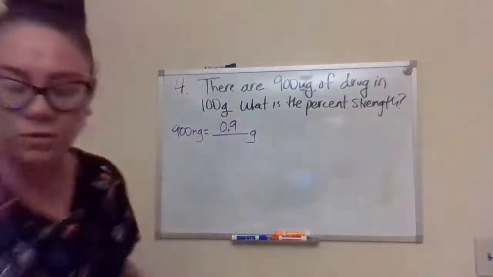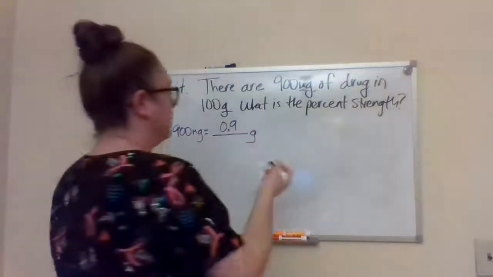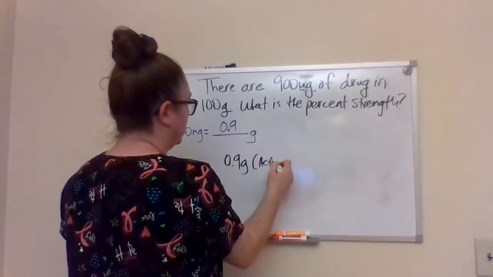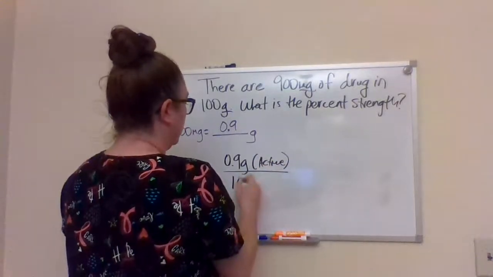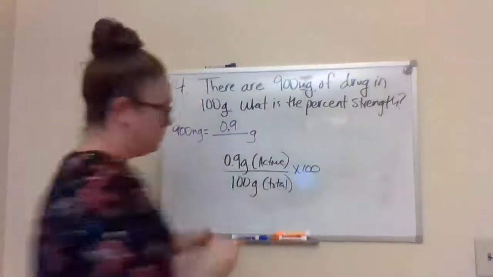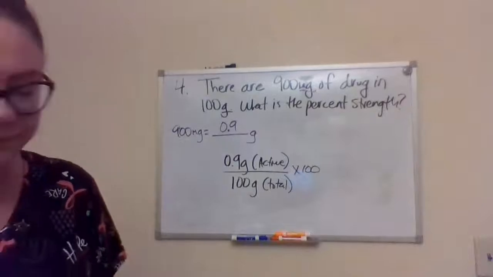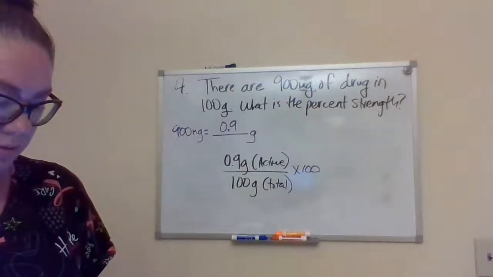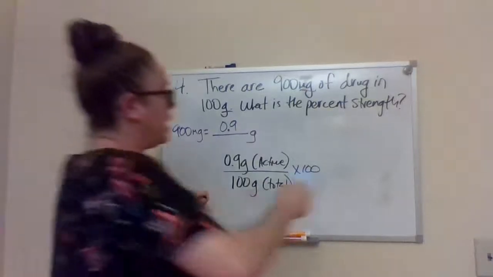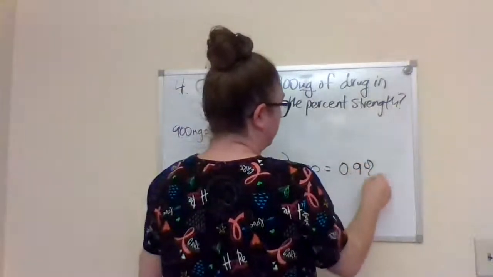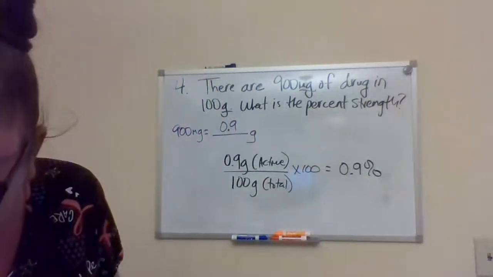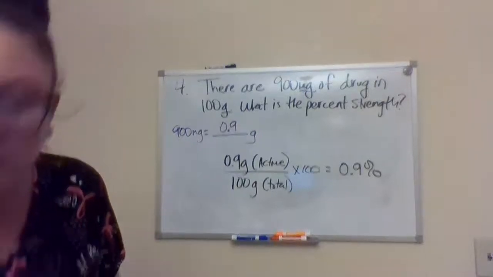So now we can plug our information into the problem. So 0.9 grams, which is my active, over my 100, which is my total, times 100. Okay? So we actually have 0.9%.